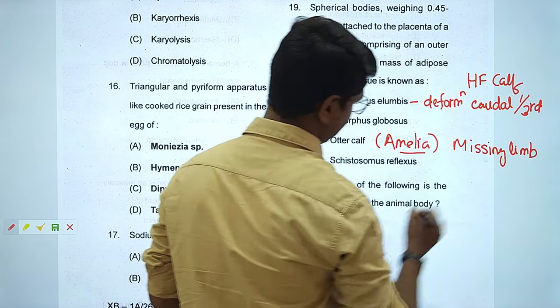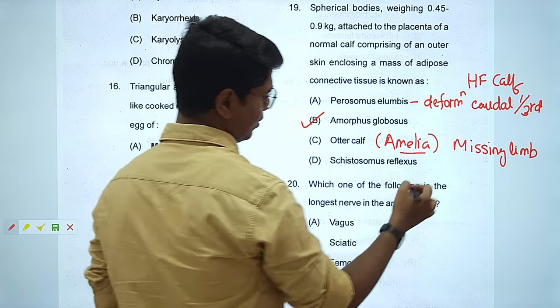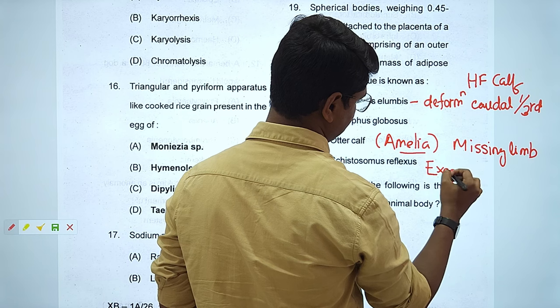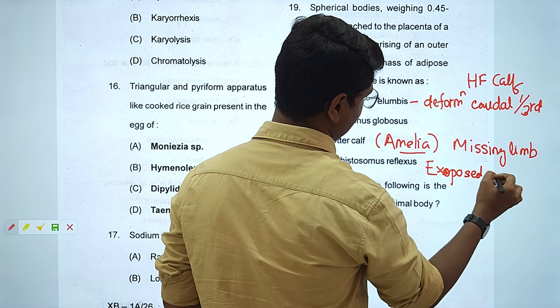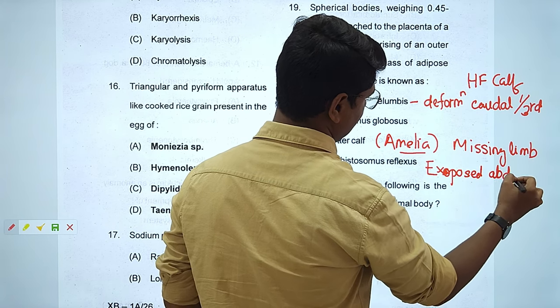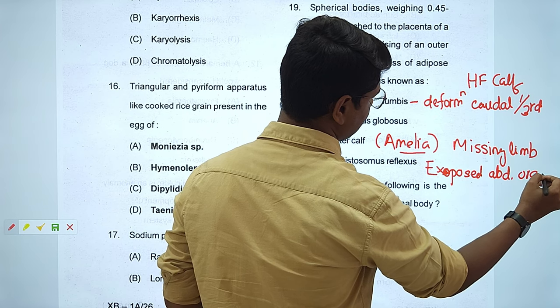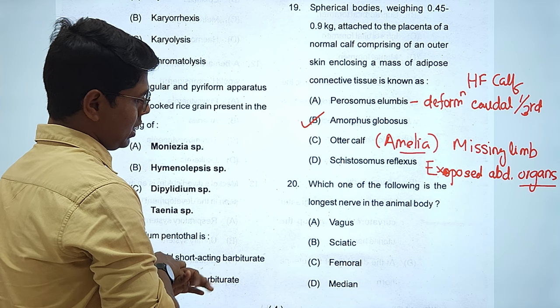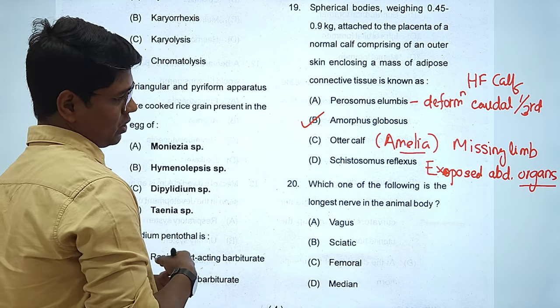Schistosoma reflexus means exposed abdominal organs. In this condition, you will find exposed abdominal organs as well as irregular curvature of the vertebral column. Okay, schistosoma reflexus.